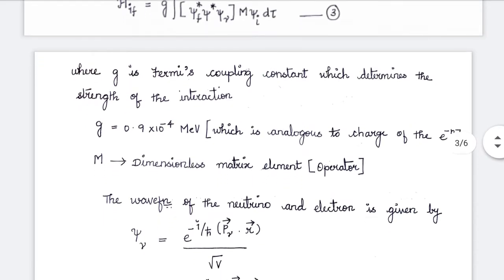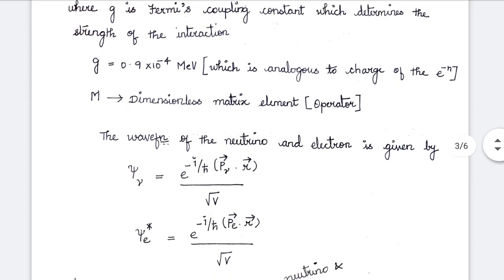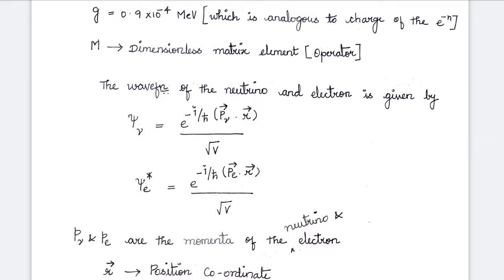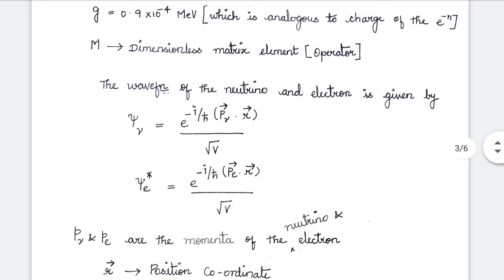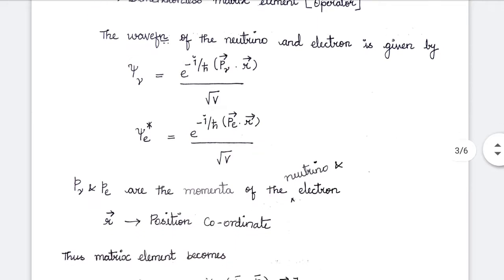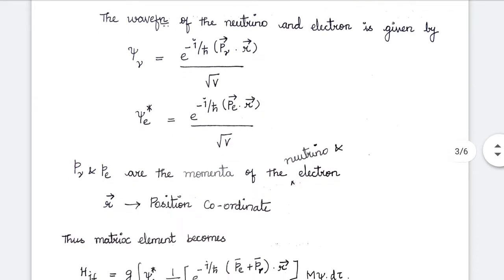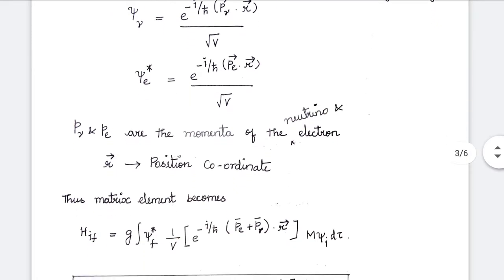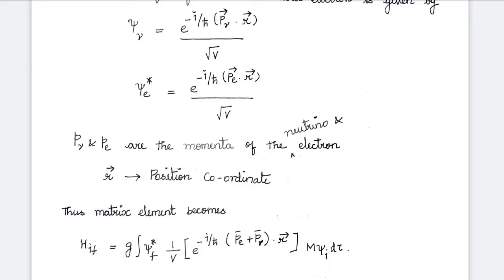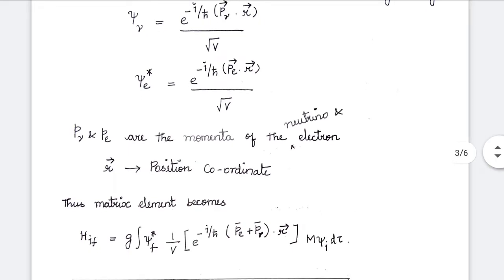Now let us quickly find out what psi neutrino and psi E star are. The wave function of the neutrino is psi neutrino equal to e power minus i by h cross p neutrino dot r divided by root of V. In the same way, the conjugate of the wave function of the electron is given by e power minus i by h cross pe dot r divided by root of V. Here pe and p neutrino are the momentum of the electron and the neutrino. R is the position coordinate.